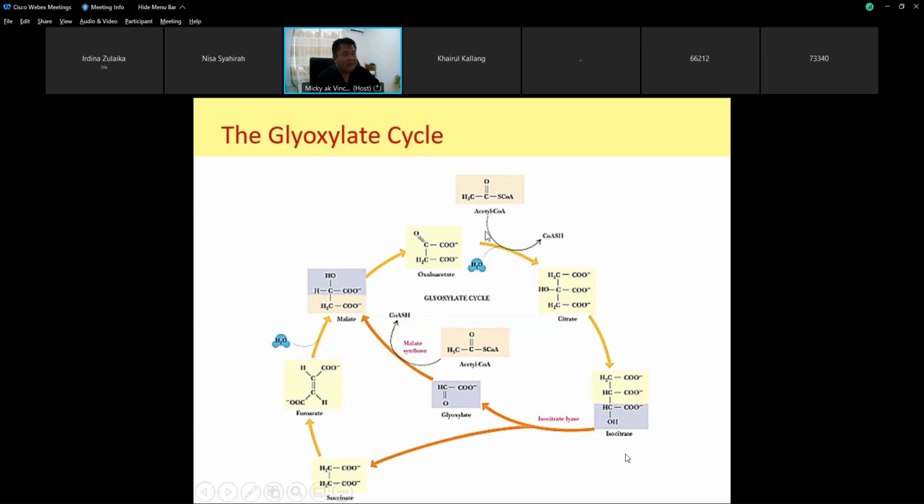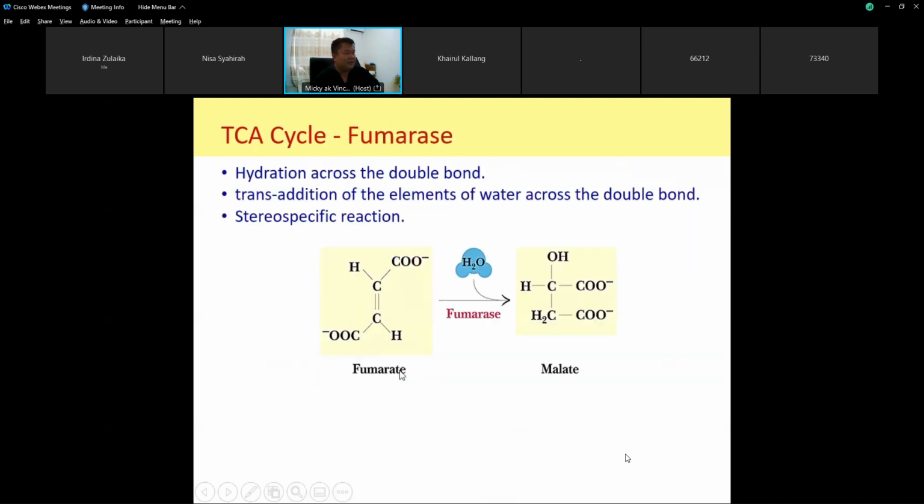So what happened is that instead of isocitrate dia menjadi alpha ketoglutarate, isocitrate does not form alpha ketoglutarate. Tapi apa yang berlaku adalah from isocitrate dia terus membentuk succinate. Succinate is 4 karbon. Ingat tadi ya, 6, 6, 5, 4, 4, 4, 4. Now in this case, isocitrate will go to succinate. Jadi let us look at the Krebs cycle.